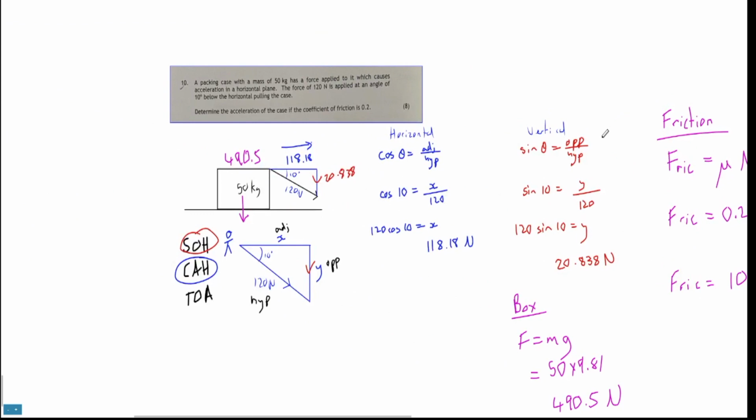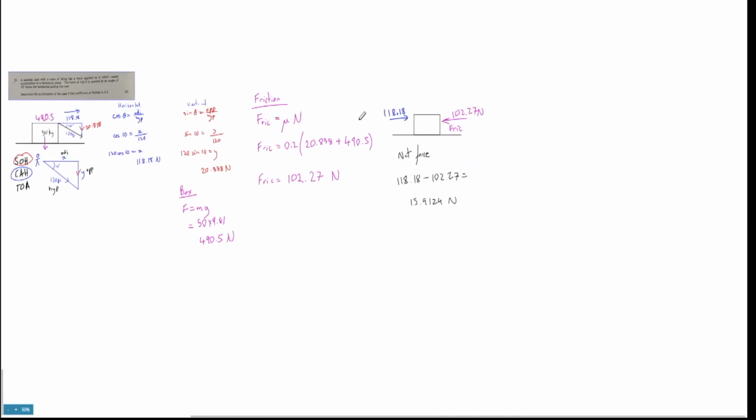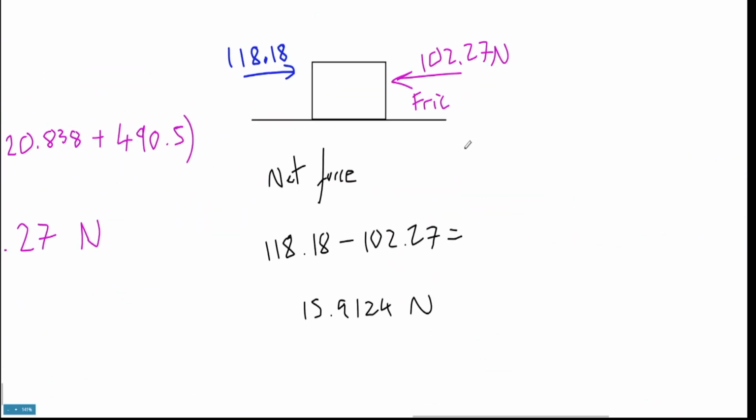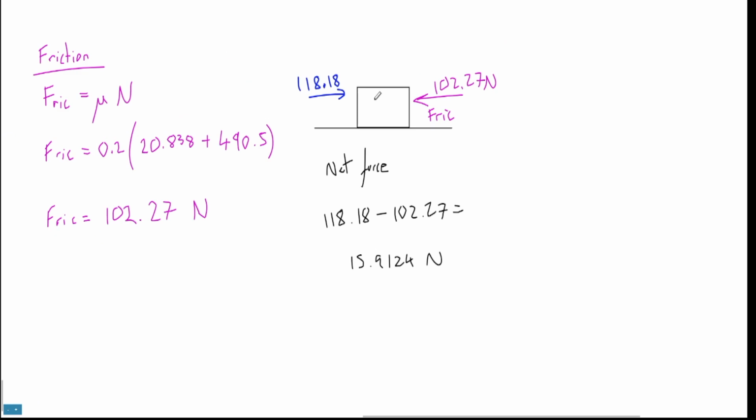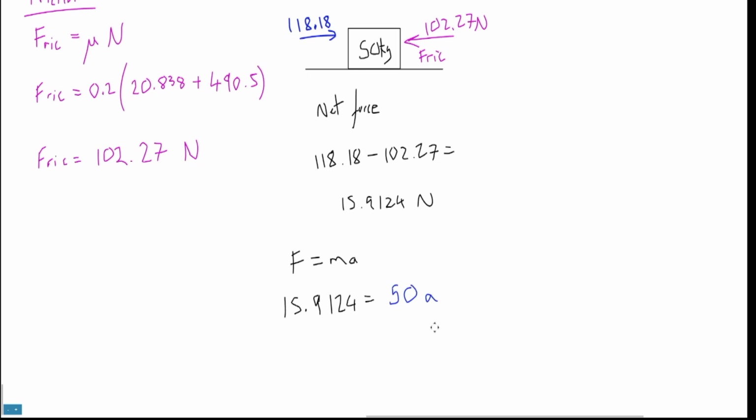Remember, in the question they're asking us to determine the acceleration of the case. So now we're going to use F equals ma to calculate the acceleration of the case. We've got this force pushing it forwards, and we know that the crate is 50 kg. So we can use F is equal to ma to calculate its acceleration. We know there's a force pushing it forwards of 15.9124. We know the mass of the crate is 50 kilograms, and then we can calculate the acceleration from this.